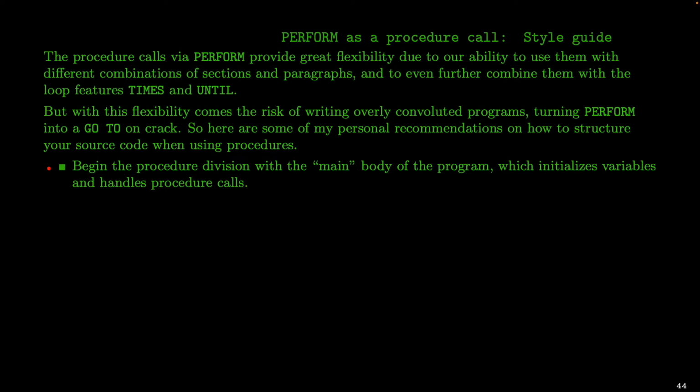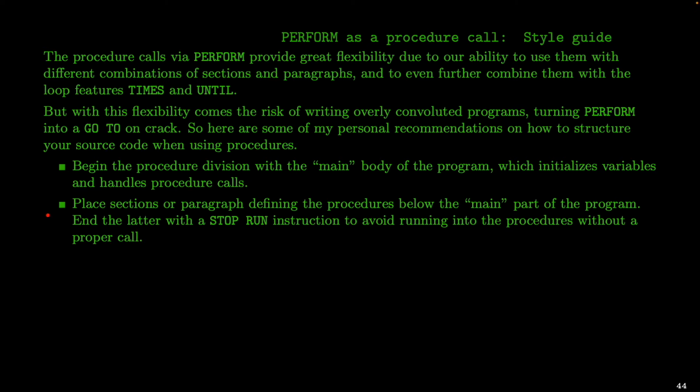Firstly, begin the procedure division with the main body of the program, which initializes variables and handles the procedure calls. So similar to a main function in C or Java or C# or pretty much any other modern programming language. Then I recommend you place sections and paragraphs that define the procedures below the main part of the program, so below this part here. And then you end the main part with the stop run instruction, so you avoid running into the procedures without controlling it with a proper perform call.